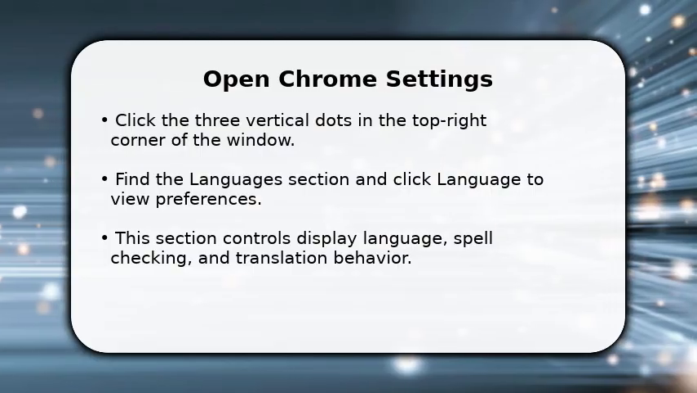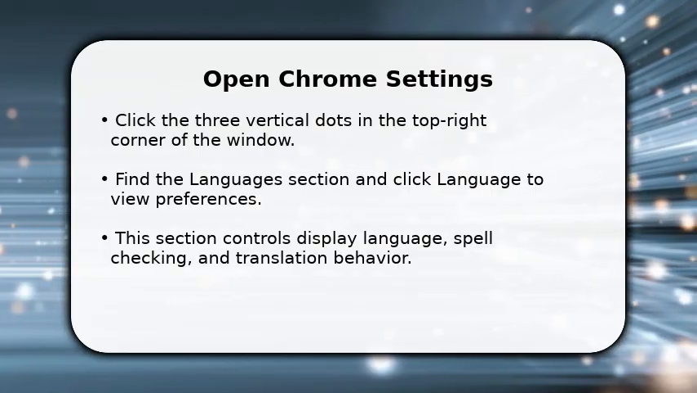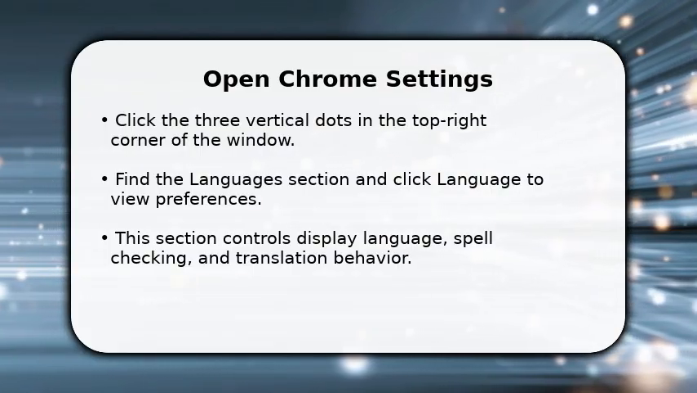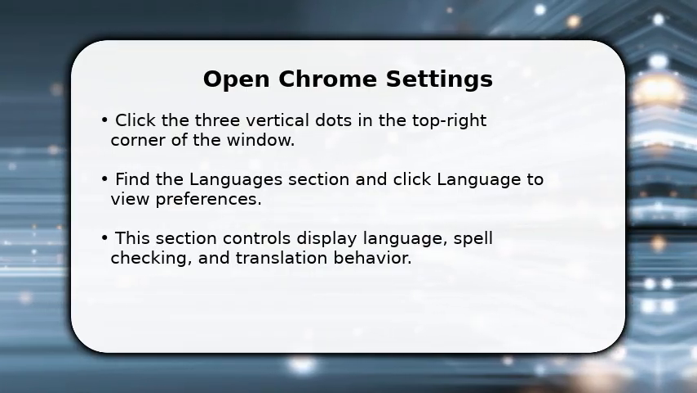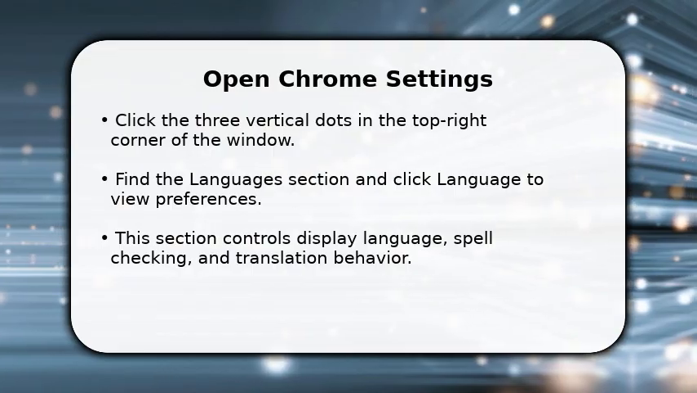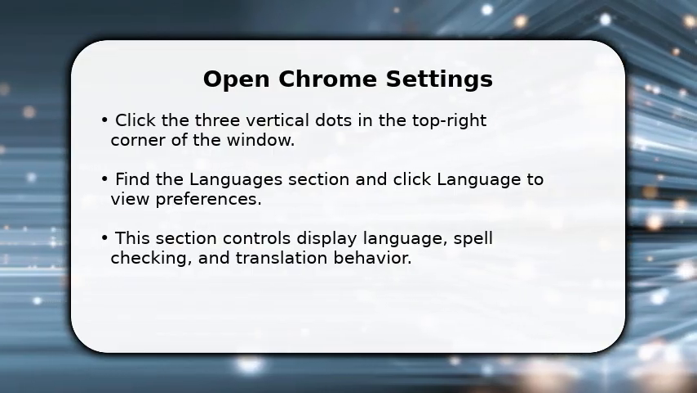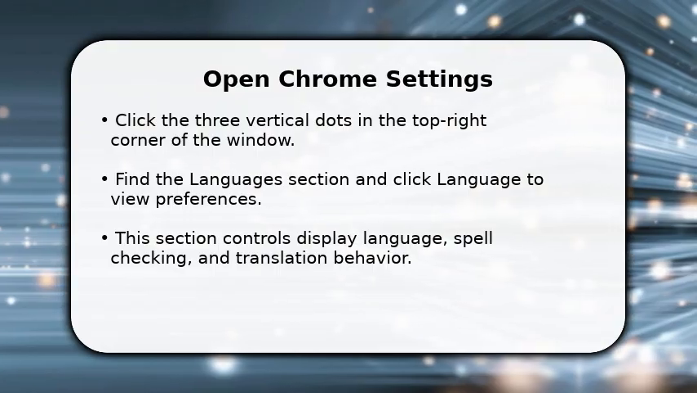Open Google Chrome on your computer and ensure it is up to date. Click the 3 vertical dots in the top right corner of the window. Select Settings from the menu to open Chrome configuration options. Scroll down and click on Advanced to reveal more settings choices.